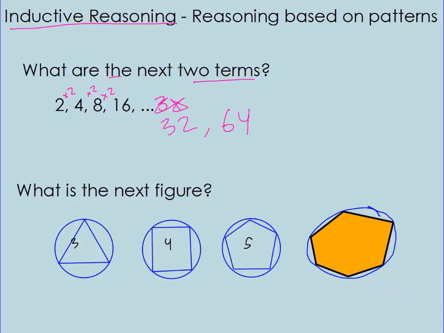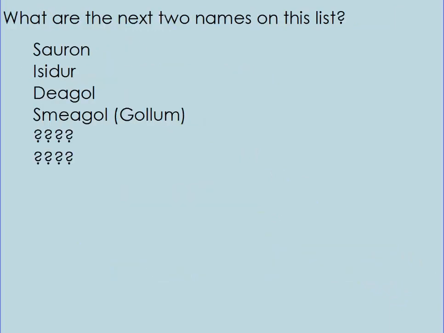Now, let's do something a little bit more relevant to you. Look at this. What are the next two names on this list? So Sauron, Isildur, Deagol, Smeagol. Who are the next two? And you're going to look at that and go, oh yeah, of course, these are the Ringbearers, because Sauron had the one ring to rule them all. Then it passed on to Isildur when he defeated Sauron, and then it landed in the lake, and Deagol got it, and Smeagol wanted it because it was his birthday.